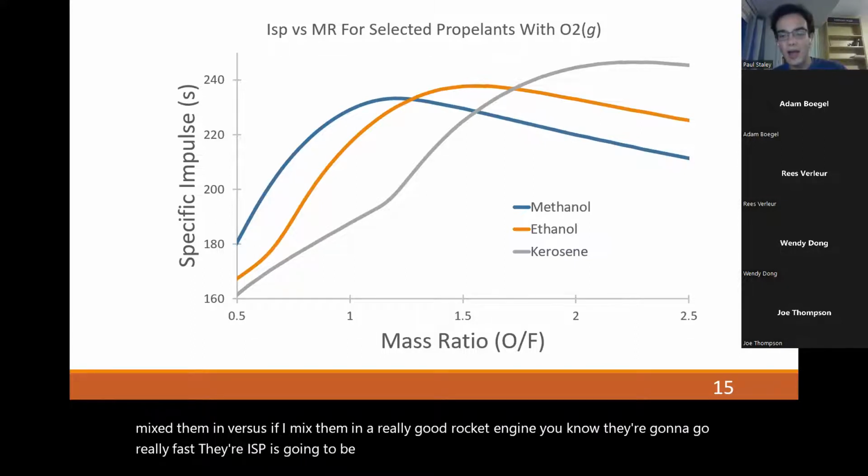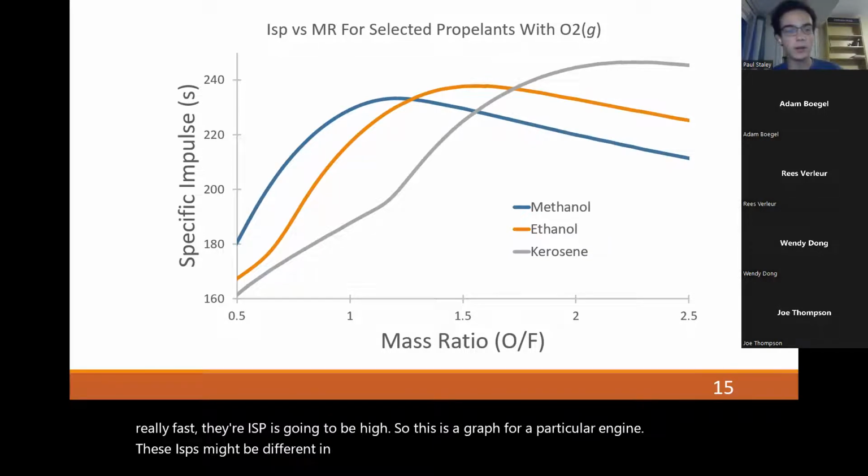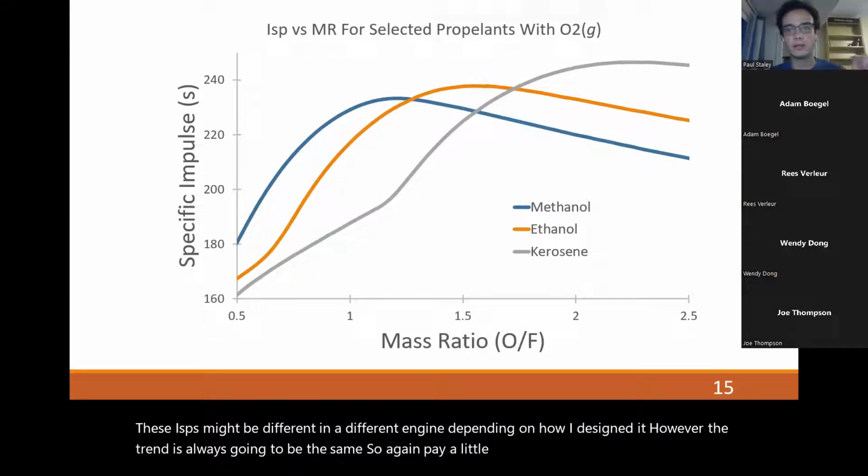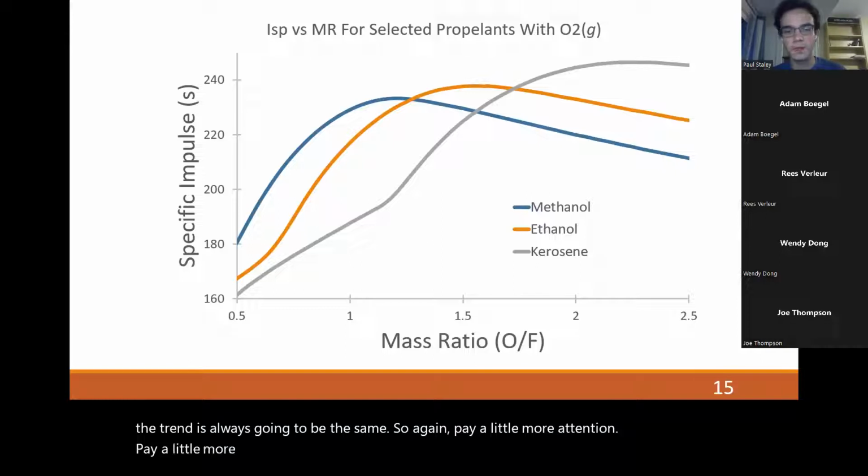So this is a graph for a particular engine. These ISPs might be different in a different engine, depending on how I designed it. However, the trend is always going to be the same. So again, pay a little more attention to the trend here. So on the left, we've got ISP.